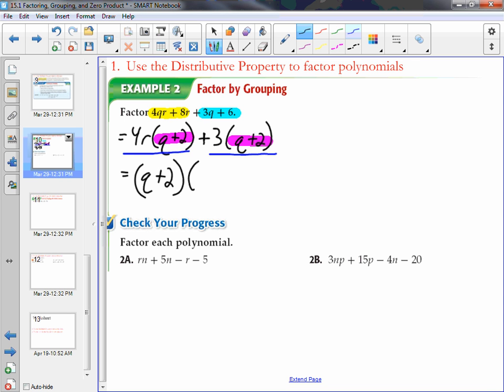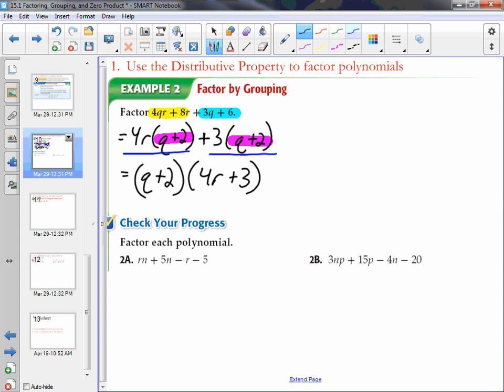parentheses. Now, that first term, the 4R times quantity Q plus 2. If I divide out the Q plus 2, what am I left with? Just 4R. And then for the second term, the second behind the plus sign, the 3 times the quantity Q plus 2. Again, if I divide out the Q plus 2 so that it's gone, what am I left with? And it's a positive 3.